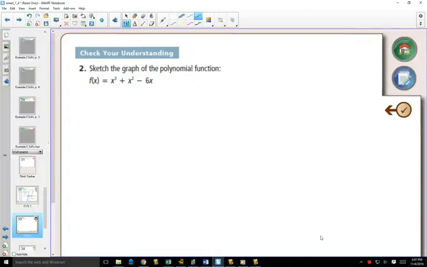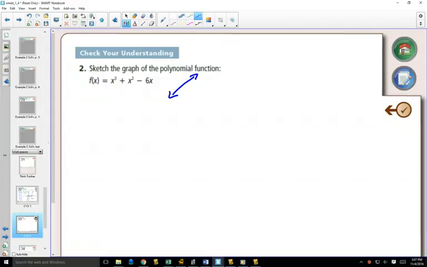So in example 1, we saw that we could think about the end behavior and use a table of values to get a sketch of the graph. In this one, again, we can think about the end behavior. We know that it's an x cubed graph. And so it's odd. It's going to act like a line. And because the number in front of x cubed is positive, it's going to act like a line with a positive slope.